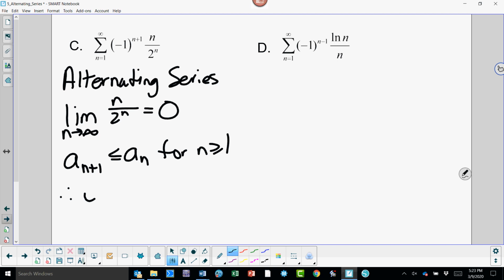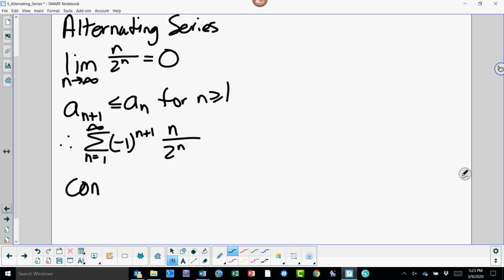Therefore, this series, n equals 1 to infinity, negative 1 to the n plus 1, n over 2 to the n, converges by the alternating series test.